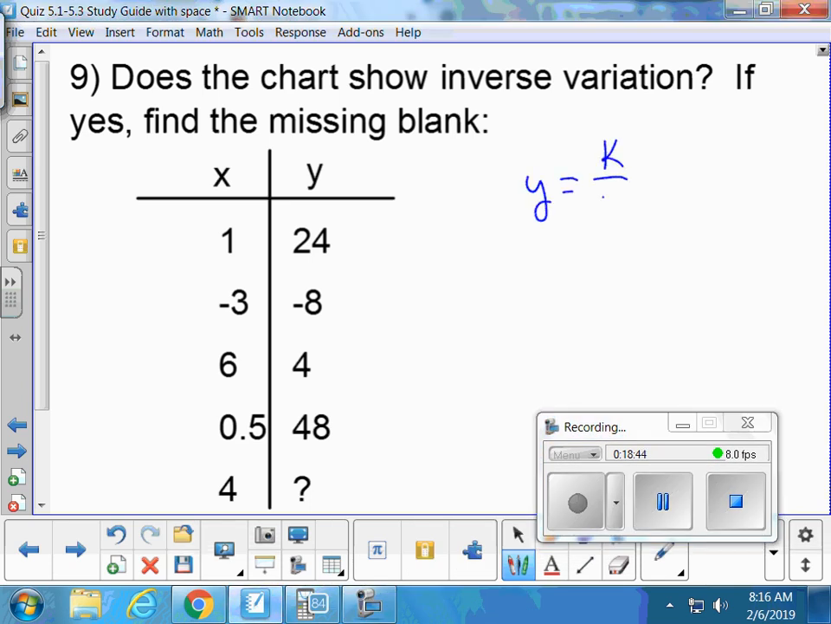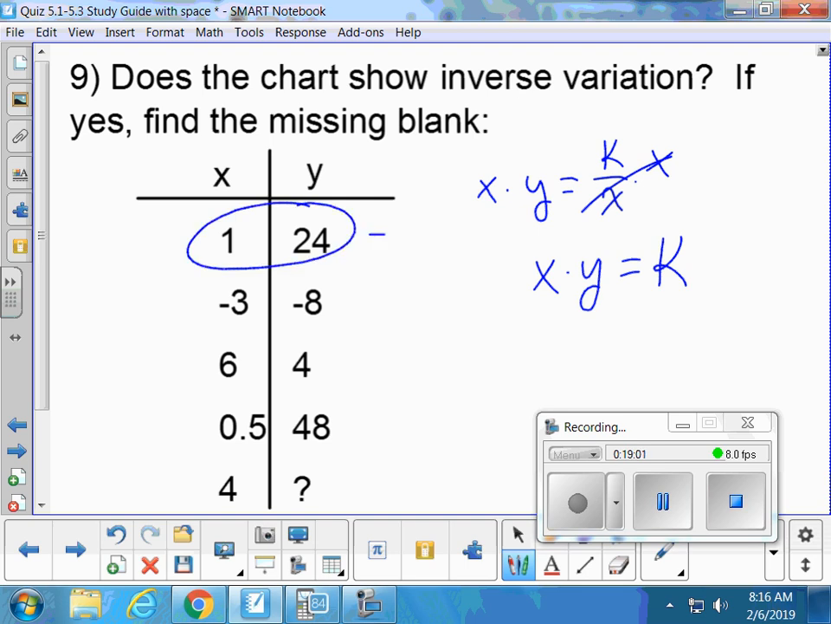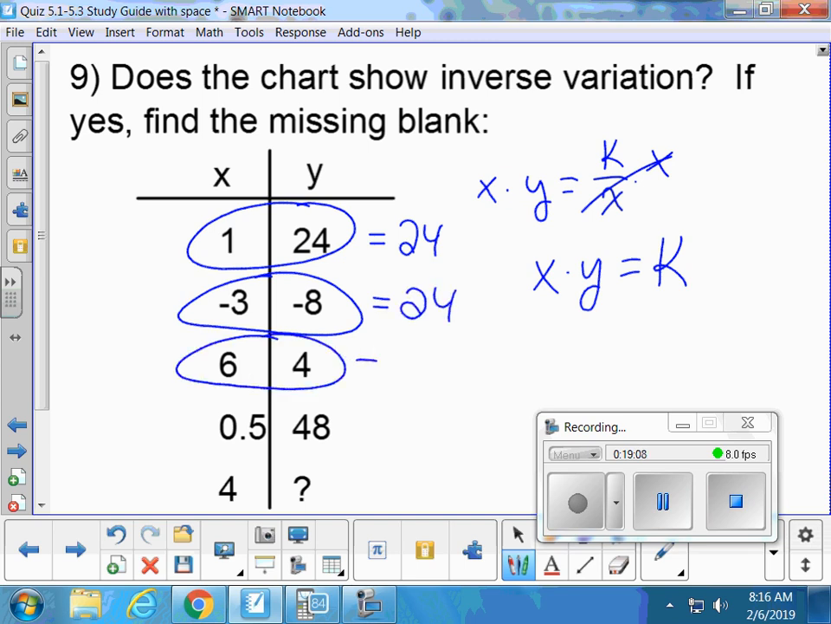So let's think about what we know about inverse variation. This is the equation for it, right? If I would multiply this x to the other side, we could discover that x times y would always equal a constant number. Okay? And so what you can do is you can just check your products of x times y. So in this case, what is x times y? So we're going to check all these pairs, making sure all these pairs equal 24.